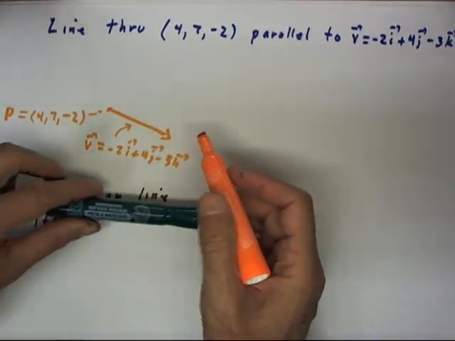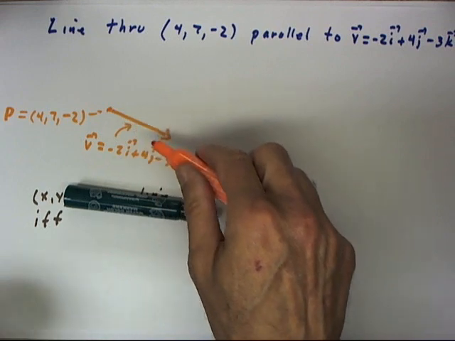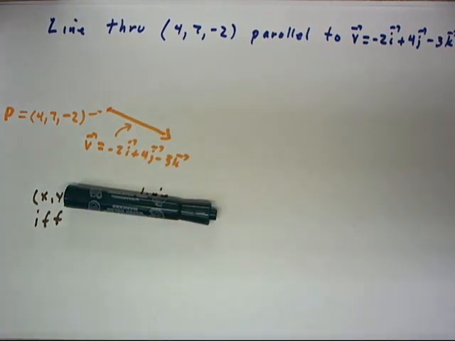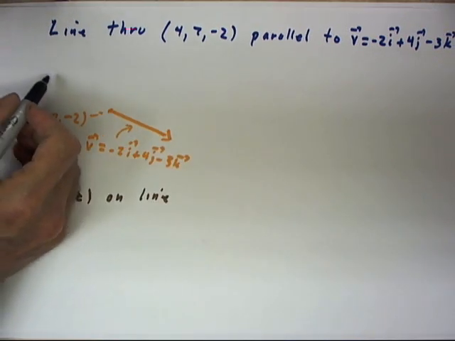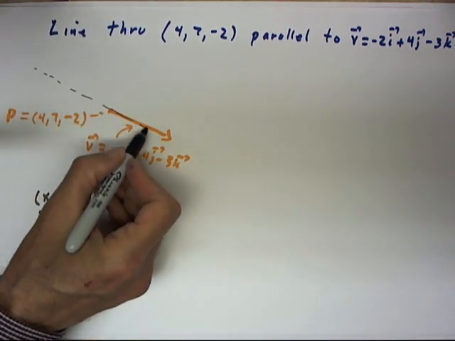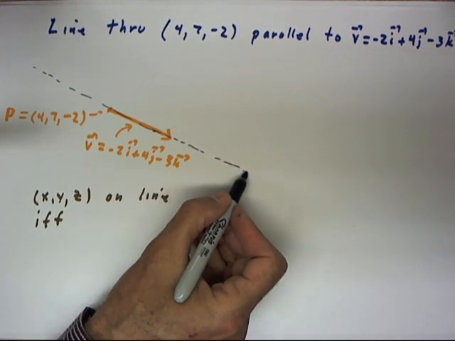This is our vector. What do we mean by the line through this point parallel to this vector? Well, it should be pretty obvious. That's simply a line that passes through this point in the direction of this vector.